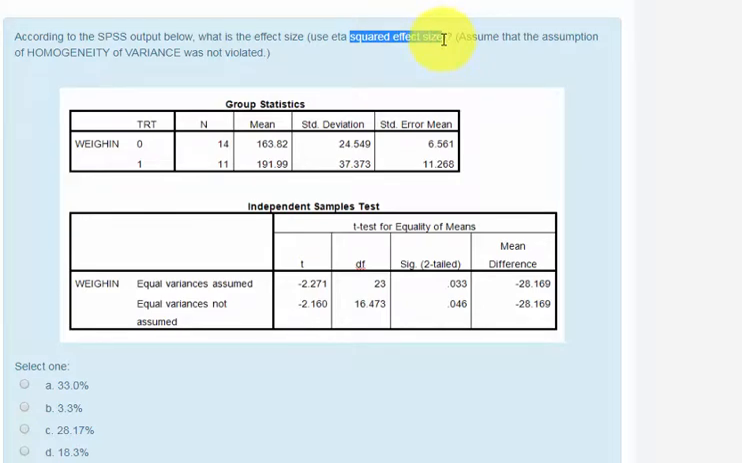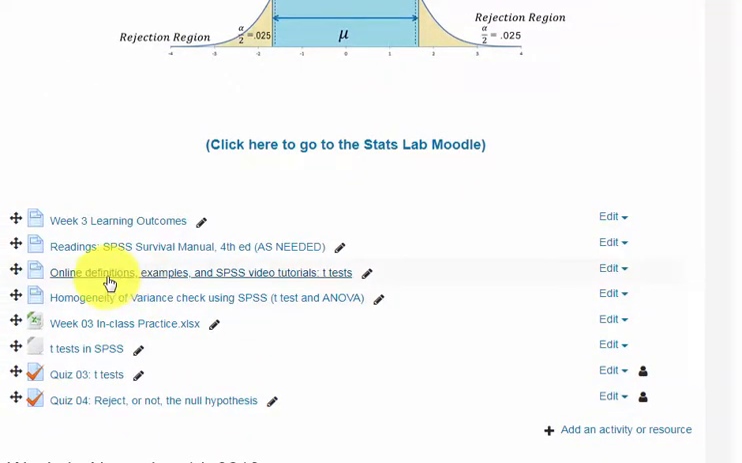There's Cohen's d, which is probably much more popular, but I personally do not like Cohen's d because it doesn't tell you a whole lot. I would say go back to our course. Again, click on the online definitions and examples. Let me pull this over so you guys can see this a little bit. Right here, online definition examples.